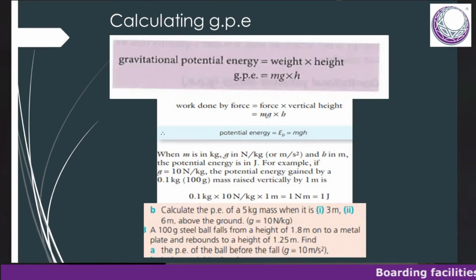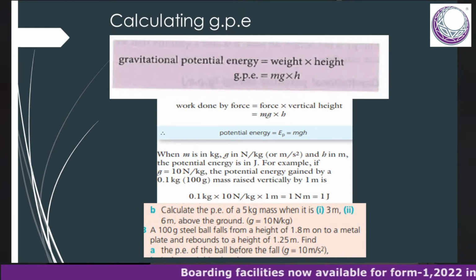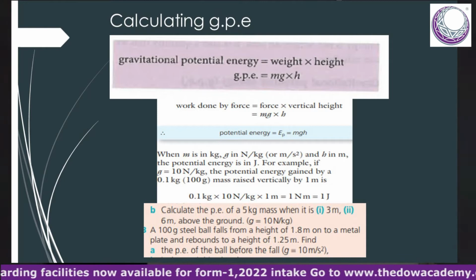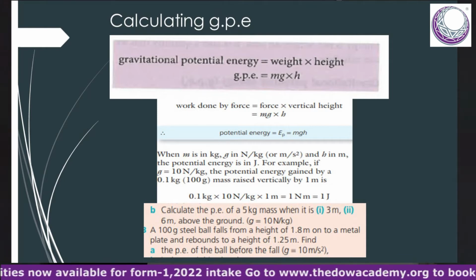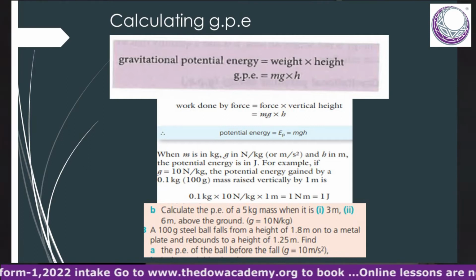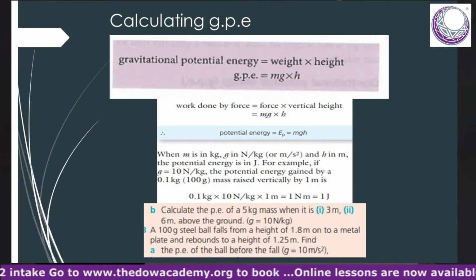We move on. We have a calculation for GPE. Calculating gravitational potential energy. Gravitational potential energy equals the weight times the height of the object above ground. Where is the weight coming from? Let's go to the next formula.